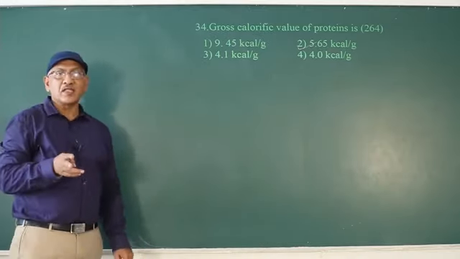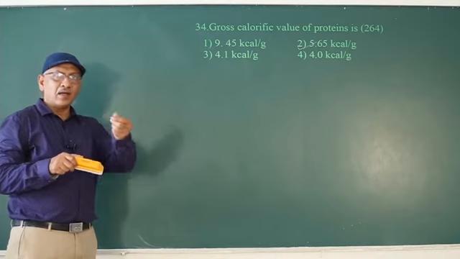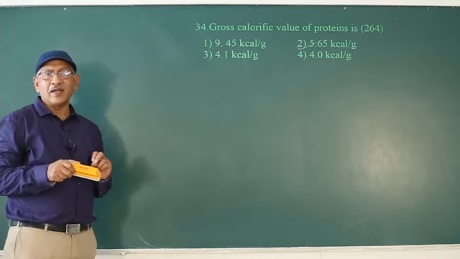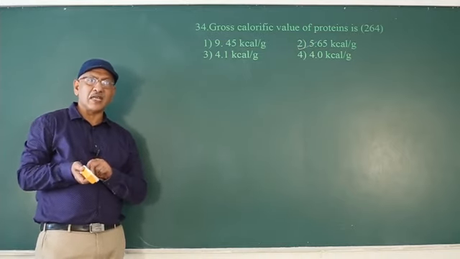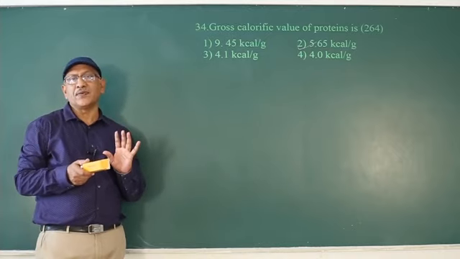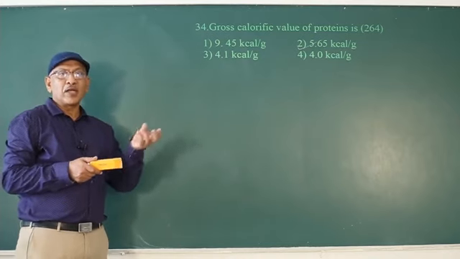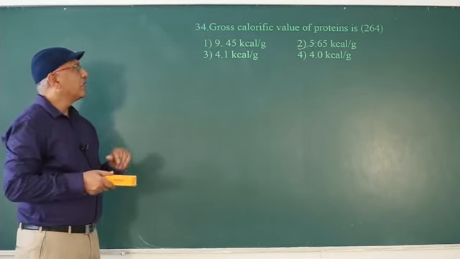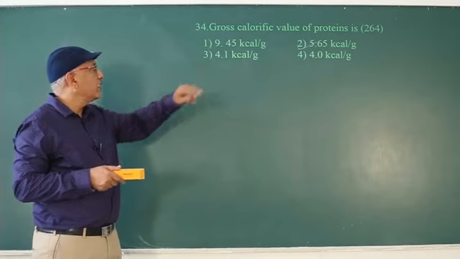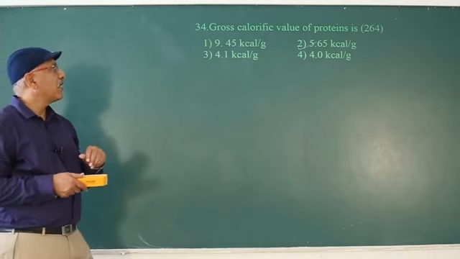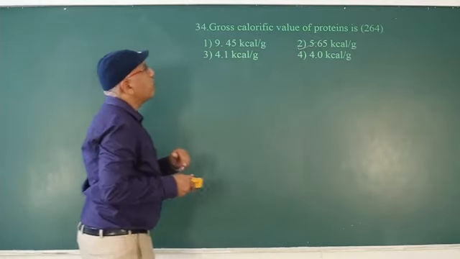So two values: physiological value and gross calorific value. Due to oxidation of food in the organism's body, the liberated energy is known as physiological value. If 1 gram of carbohydrate is oxidized in our cells, it yields 4 kilocalories of energy. If 1 gram of carbohydrate is oxidized in a metallic chamber, it gives 4.1 kilocalories. So the gross calorific value of carbohydrate is 4.1, of fat is 9.45, and of protein is 5.65.